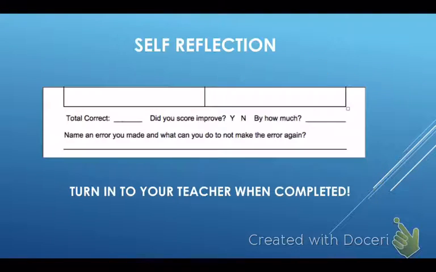Now, I need you to fill out the following self-reflection. How many total did you get correct? Did your score improve, yes or no? If it did or did not, how much did it improve? And name an error you made and what you can do to not make that error in the future or again.